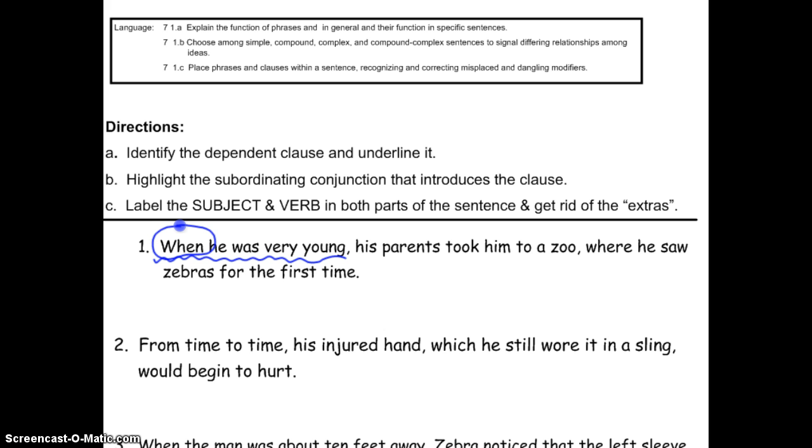How do we know what a clause is? It's got to have a what in it? A subject and a verb. Very good. What's a subject? He. And the verb? Was, action or linking. Linking. What follows a linking verb? A PA or a PN, and so what do we have? What's the word? Young.